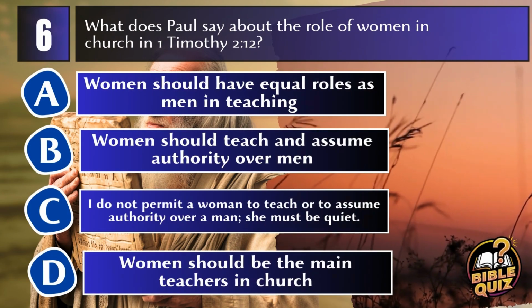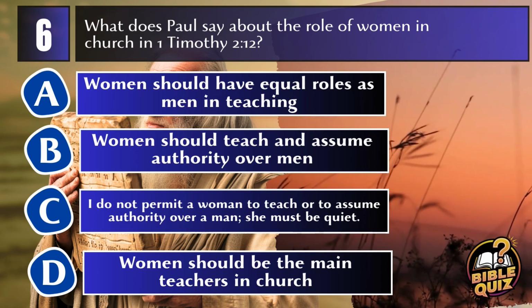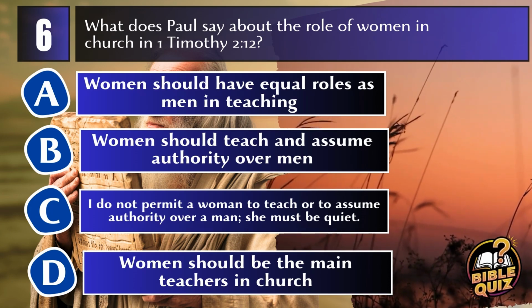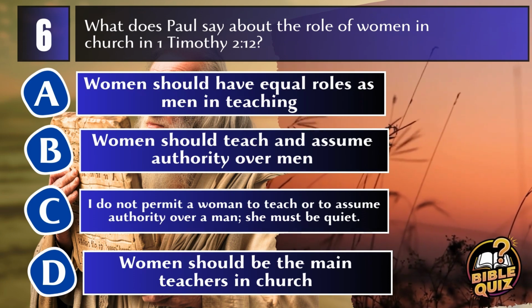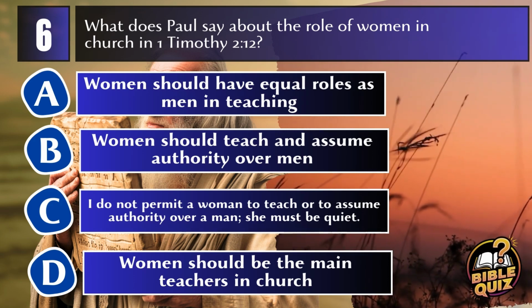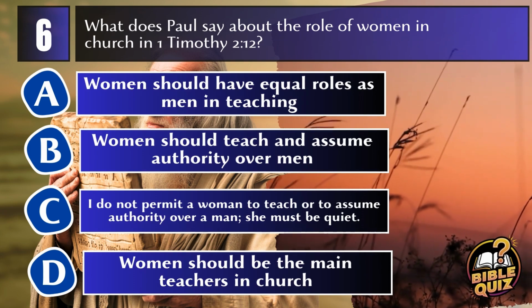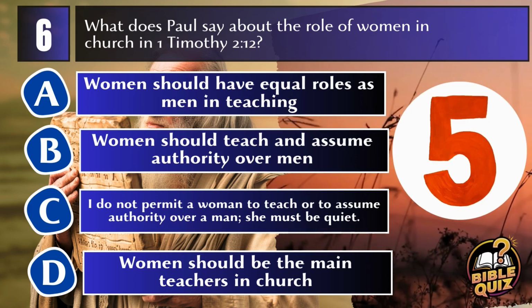Question 6. What does Paul say about the role of women in church in 1 Timothy 2:12? A. Women should have equal roles as men in teaching. B. Women should teach and assume authority over men. C. I do not permit a woman to teach or to assume authority over a man. She must be quiet. D. Women should be the main teachers in church.